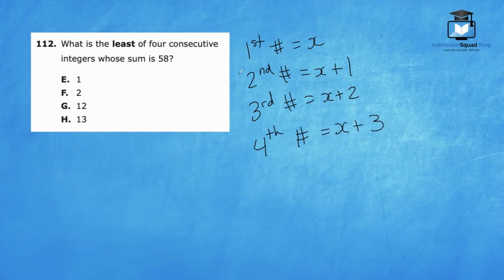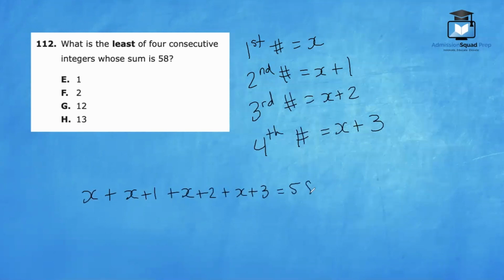The problem states that the sum of all 4 of these integers is 58. Let's set up our equation. We have x plus x plus 1 plus x plus 2 plus x plus 3 equals 58. We can combine like terms. We have 4x plus 1, 2, 3, that's 6. 4x plus 6 equals 58.